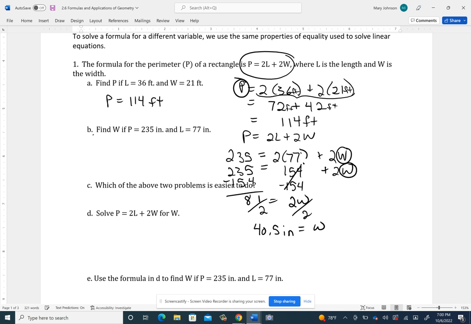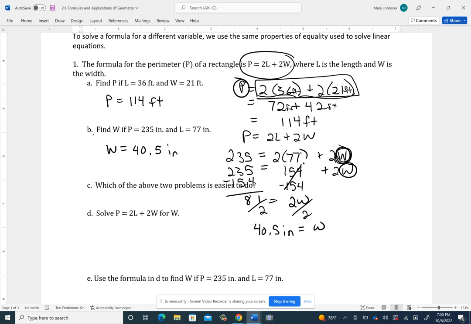And you didn't really have a whole lot of rearranging to do because all the numbers were over here on the right. But on B, we actually had to solve. We didn't have to just simplify an expression. We had to solve the equation to try to unwrap, to try to undo what had been done to W. And after we did that, we found out that the width would need to be 40.5 inches.